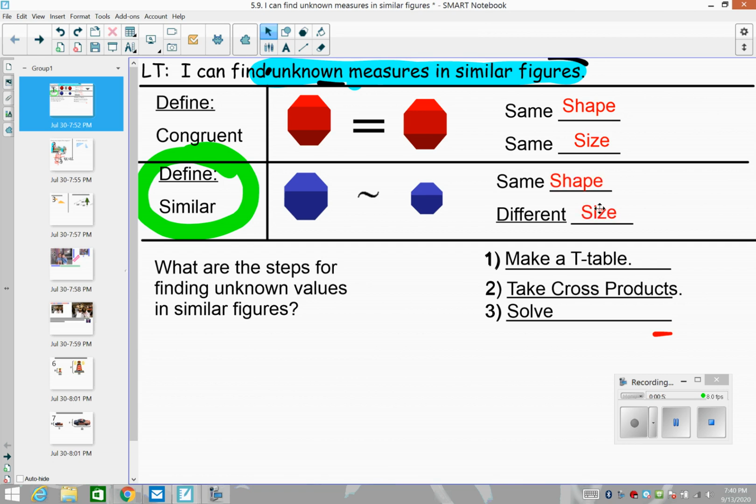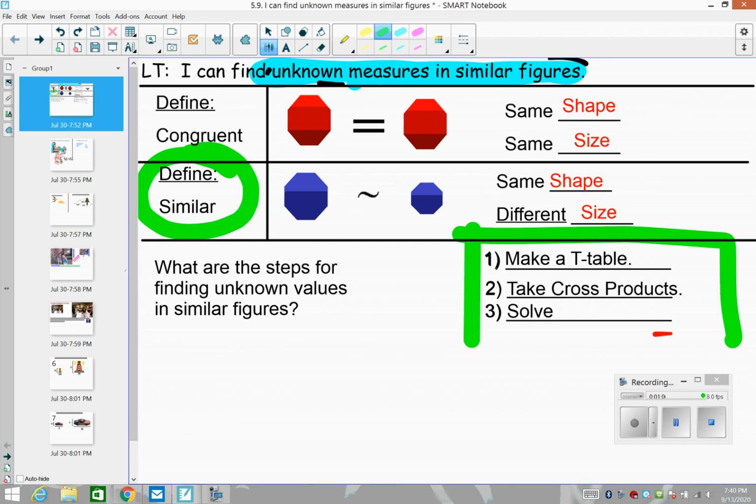And when that happens, we can say that the angles and the side lengths are proportional to each other. So we can set up that t-table, take cross products, and find unknown values. So it's the same exact 3 steps we've been doing the last 2 days. So I'm not going to go through those notes. It's just a matter of working in geometric figures.